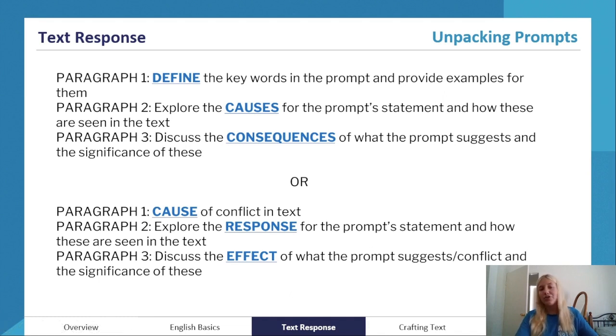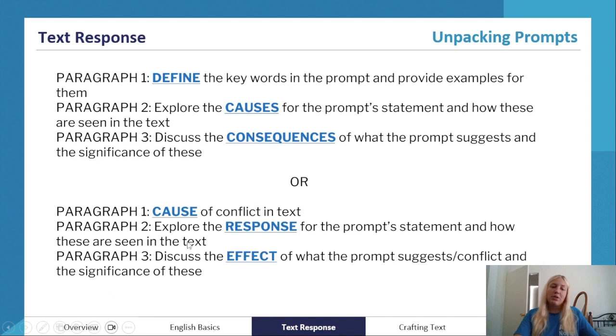Does it happen naturally? Is there some external interference? Just as an example. And then paragraph 3 would be exploring that would be your most complex argument of all, because it would look at the consequences of what the prompt suggests and the significance of these.